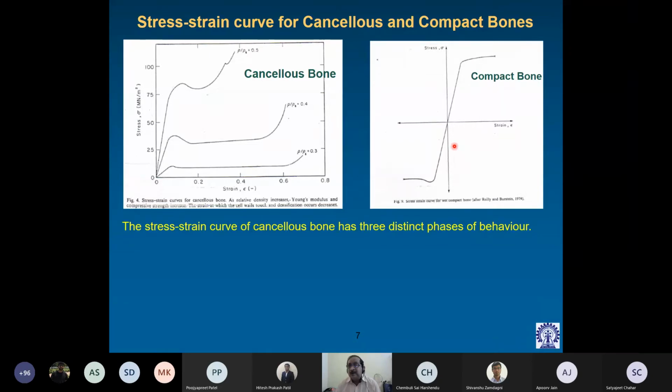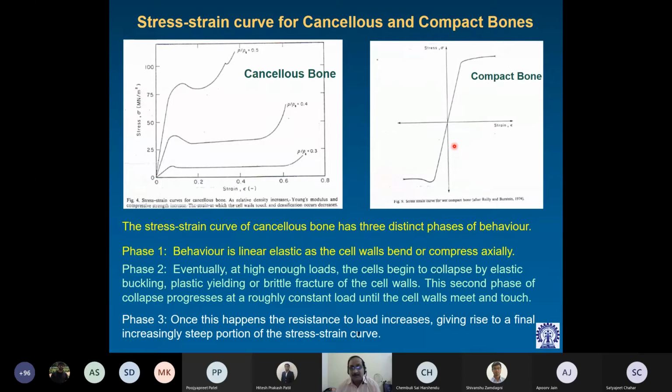Now, some salient features of the stress strain curve are that the stress strain curve of the cancellous bone has 3 distinct phases of behavior. First phase is the behavior is linear elastic, and if you try to relate it with the structure, we can relate it in such a way that the behavior is linear elastic as the cell walls basically bend and compress axially to the applied loading conditions. Okay, so cell walls are bending and compressing axially.